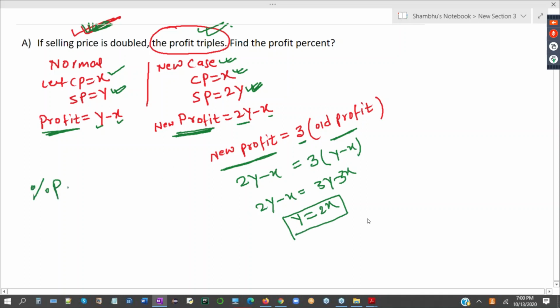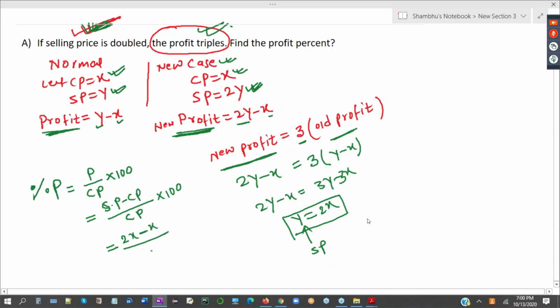So I will find out profit percent. Profit percent is profit divided by CP into 100. Profit is selling price minus cost price. Selling price minus cost price divided by cost price into 100. Selling price is 2x, minus cost price, which is x, divided by CP, which is x, into 100. So what you will get? 100%.